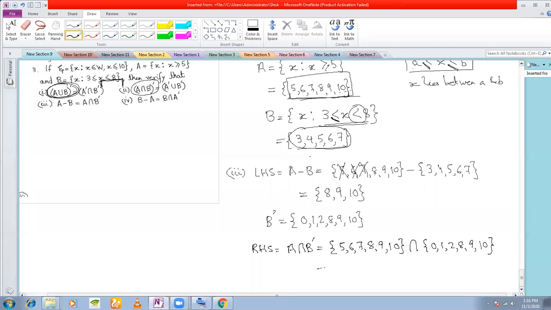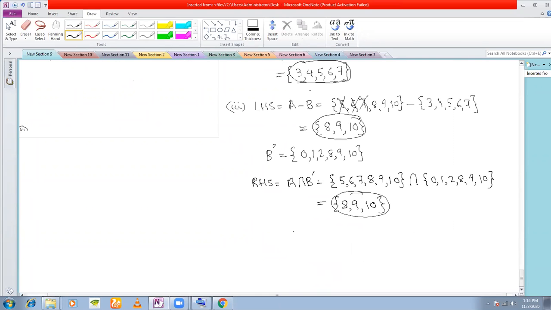What do you mean by intersection? The elements that are common to these two sets. What are the elements that are common? 8 is common, 9 is common, and 10 is common, right? So LHS we are getting 8, 9, 10. RHS we are getting 8, 9, 10. Are they equal? Yes. Hence LHS is equal to RHS. That is A minus B is equal to A intersection B complement. And what are these two sets equal to? 8, 9, and 10.